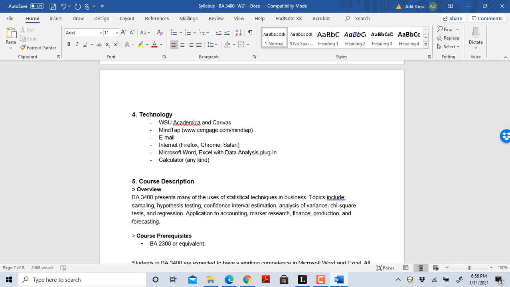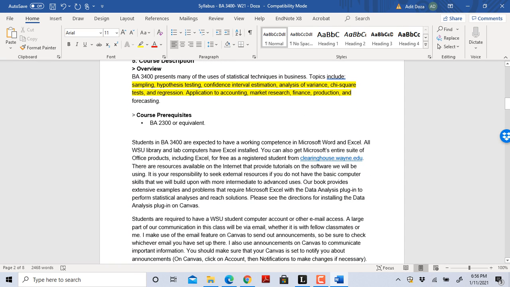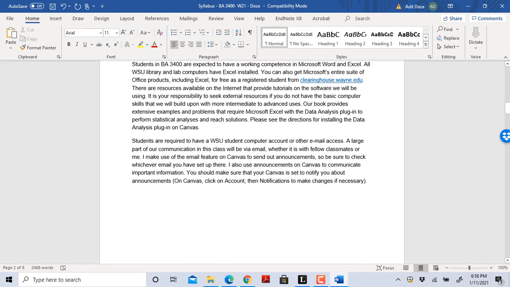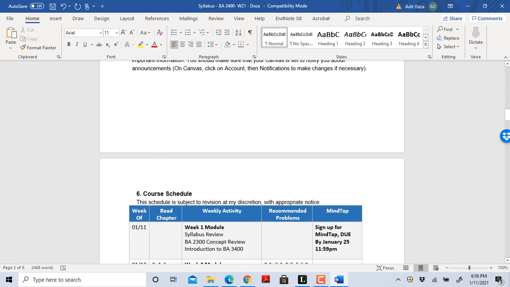Course description. We will learn about sampling, hypothesis testing, confidence interval estimation, analysis of variance, chi-square test, and regression. These are all applicable to accounting, market research, finance, production, and forecasting. The course prerequisite is BA 2300, as I have mentioned earlier. Make sure you read all the information here.